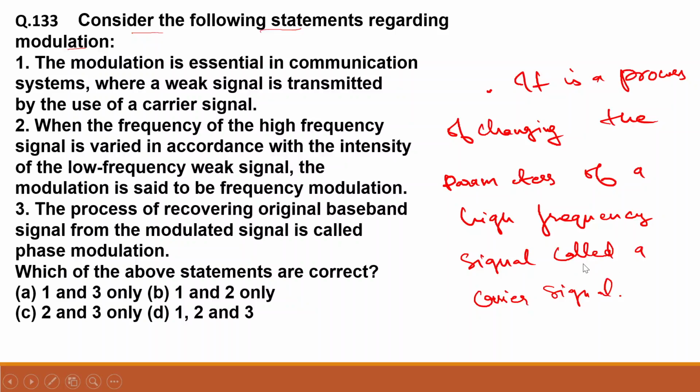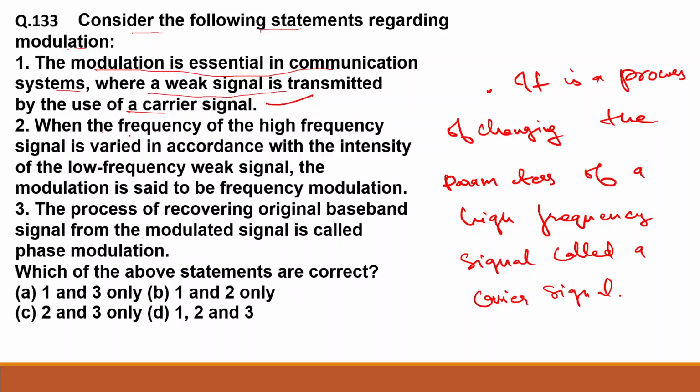Okay guys, moving to the points, what are the right points here? Demodulation is essential in communication systems where a weak signal is transmitted by the use of the carrier signal. Absolutely, this point is right. In the modulation, it may definitely take place. From the weak signal it is transferred to the carrier signal. Okay guys, so the point is right.